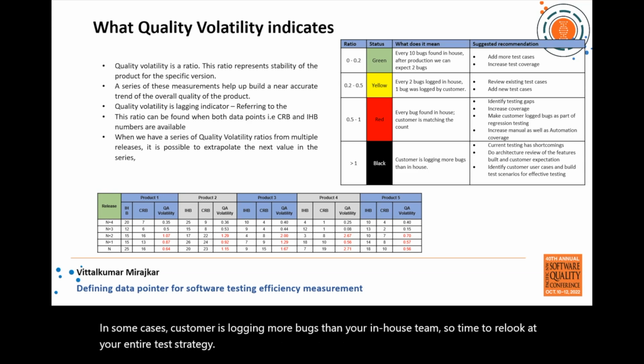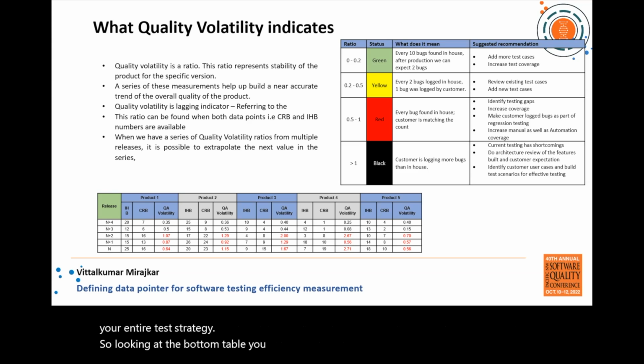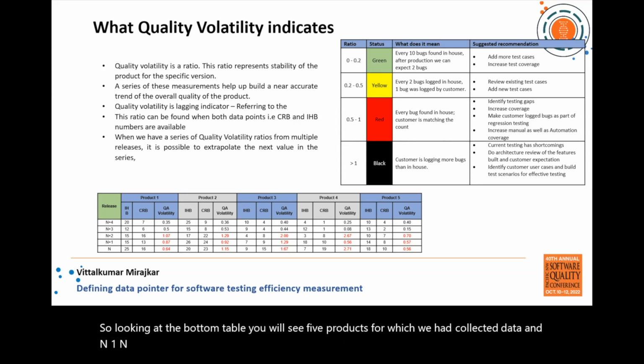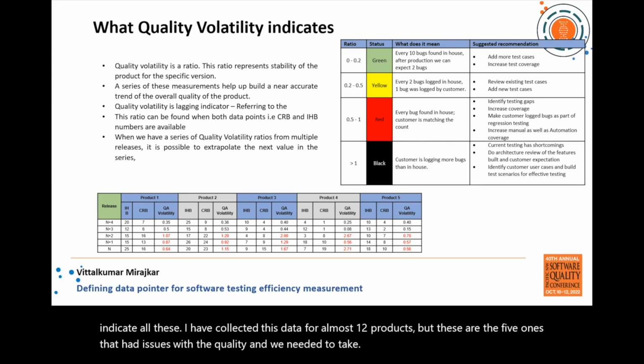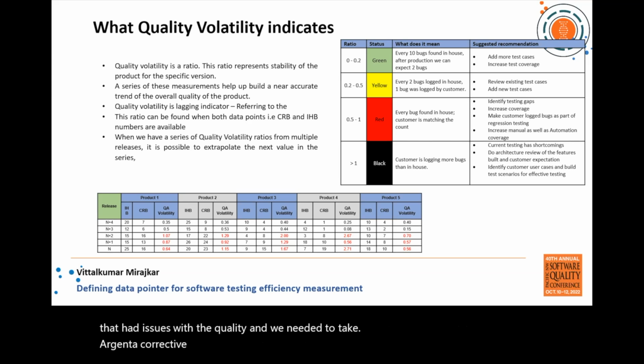Looking at the bottom table, you'll see 5 products for which we had collected data, N plus 1, N plus 2, in-house versus CRB data, the customer reported data, and the red text indicates the problem areas. I had collected this data for almost 12 products, but these are the 5 that had quality issues and needed urgent corrective actions. This shows that the overall customer reported bugs were way on the higher side.